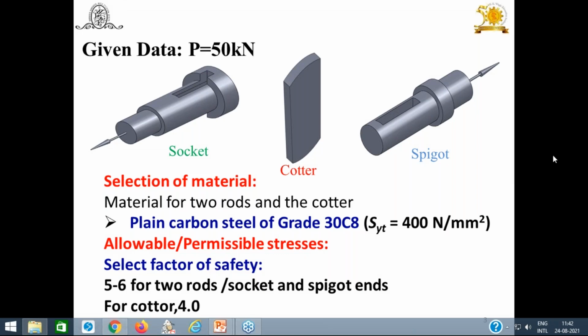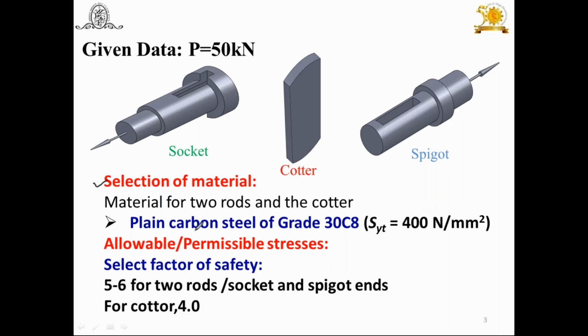Then what you have to do? You have to select the material. It is not given in the problem statement, but it is mentioned that the two rods are made of steel, though which steel is not mentioned. Generally the preferred material is plain carbon steel of grade 30C8. You can select even 40C8 or 45C8, all these are plain carbon steels. From the data book, for plain carbon steel 30C8, SYT is equal to 400 Newton per mm square.